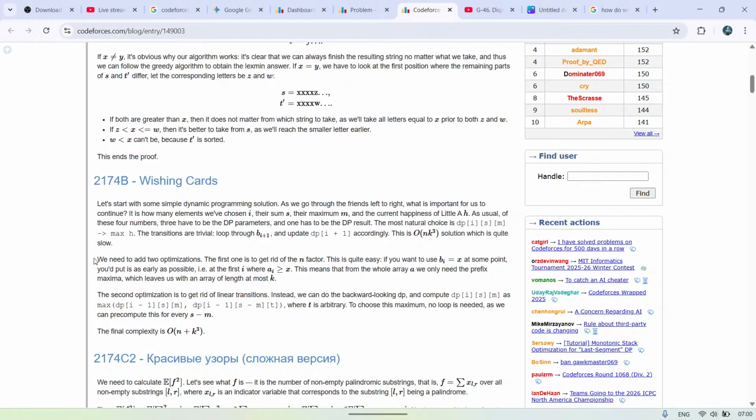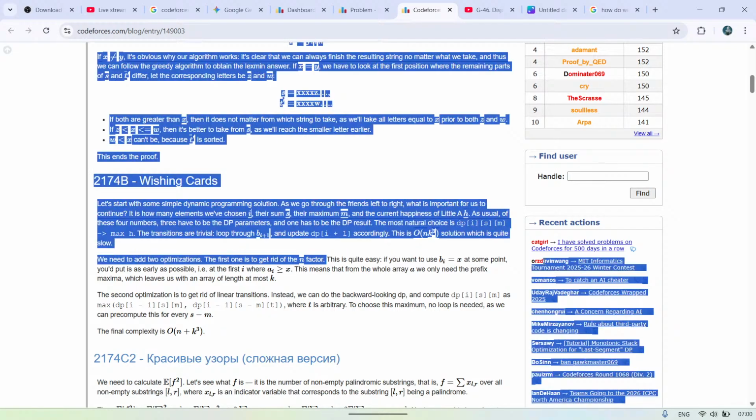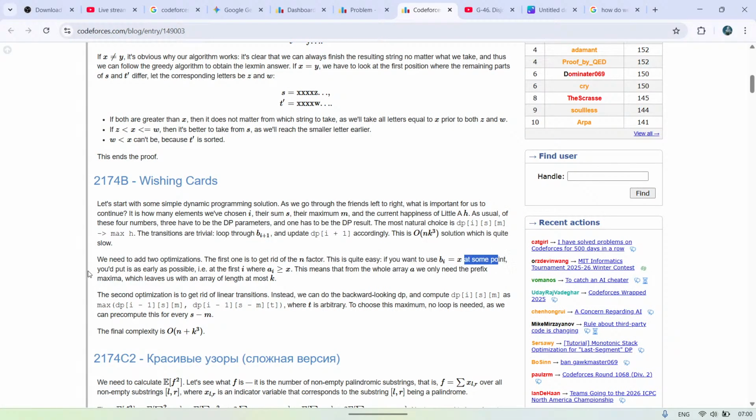Okay, we need to add two optimizations. The first one is to get rid of the n factor. This is quite easy. If you want to use p_i equal to x at some point, you put it as early as possible, that is at first. This means that from the whole array, we only need the prefix maxima, which leaves us with an array of length at most k. The second optimization is to get rid of linear transitions. Instead, we can do backward looking DP and compute dp of I, S, M, where t is arbitrary to choose this maximum. No loop is needed as we can pre-compute this for every s minus m. Okay, by reading this I'm also not getting much idea, because I think we have to read it in depth.